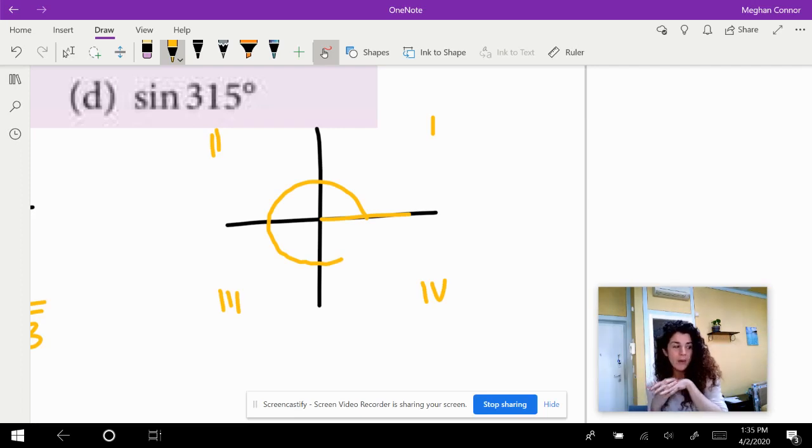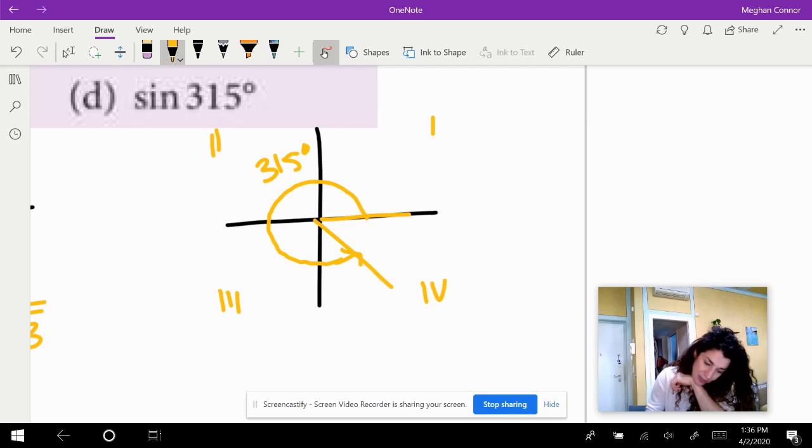I need to know how much more than 270 or how much less from 360 is that angle, and the answer is 45. So I'm going to end it at about what I think looks like 45. That is a 315-degree angle.